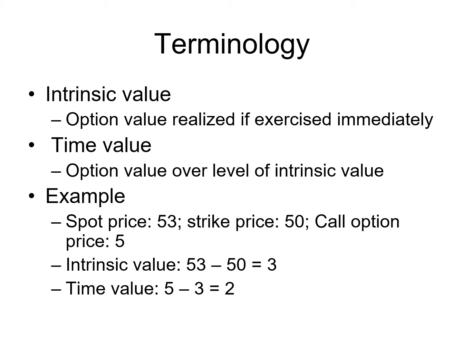Suppose the spot price of a stock is $53. The strike price of the option is $50. The call option price is $5. The intrinsic value is the spot value minus the strike value, which is 53 minus 50 equals 3. Time value is the call option price minus the intrinsic value, which is 5 minus 3 equals 2.